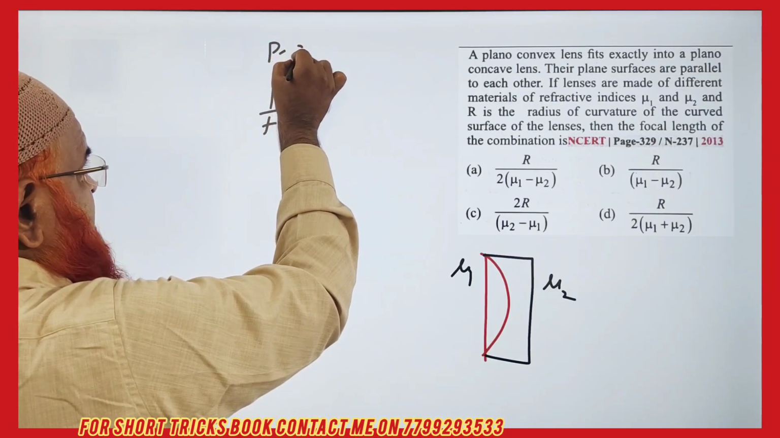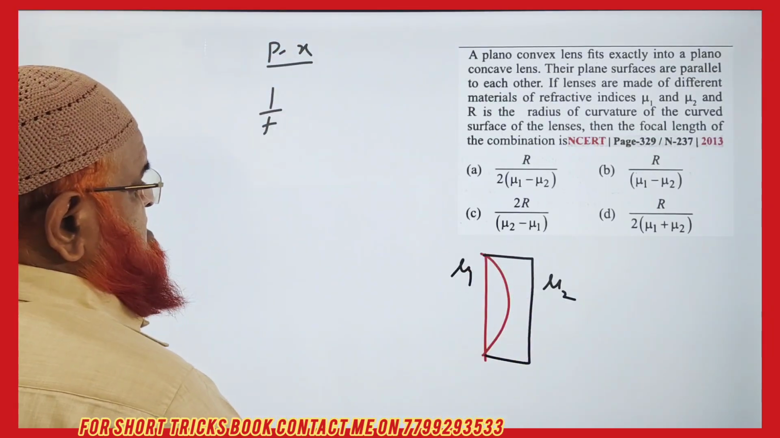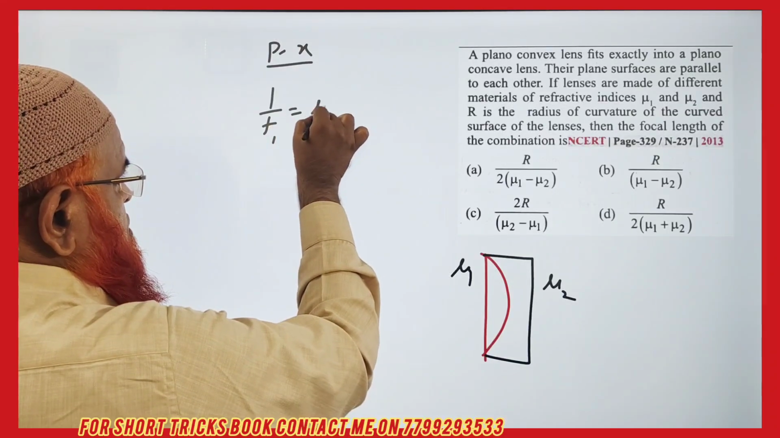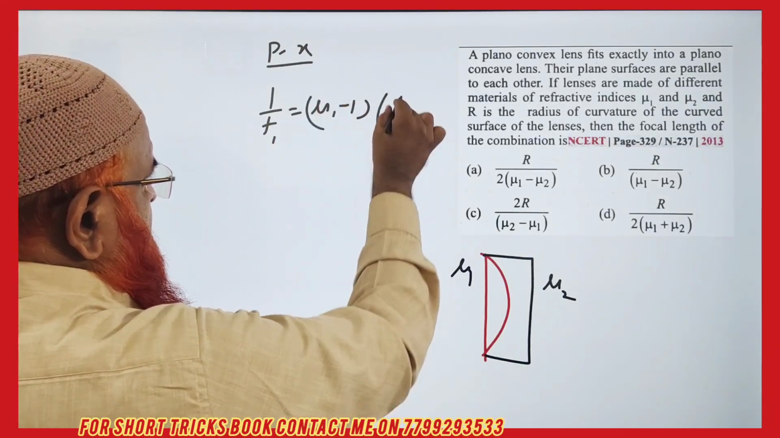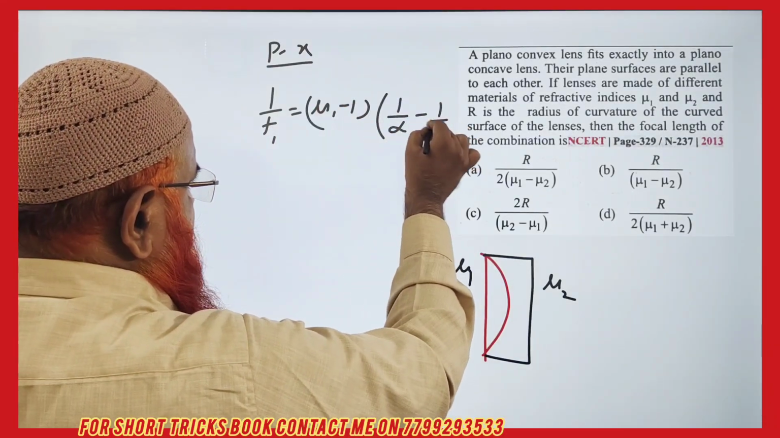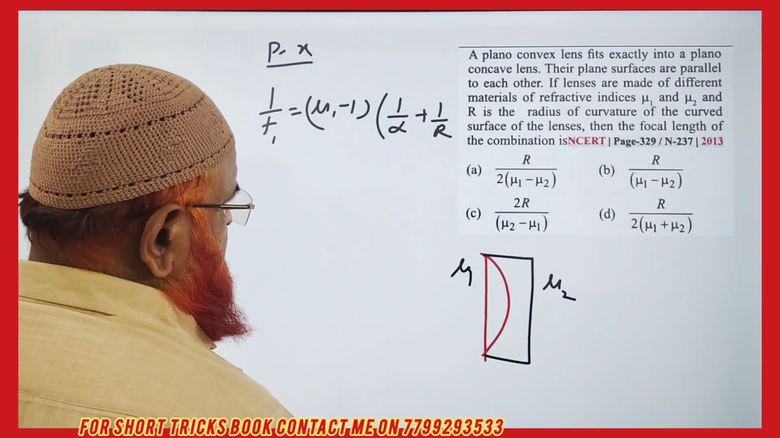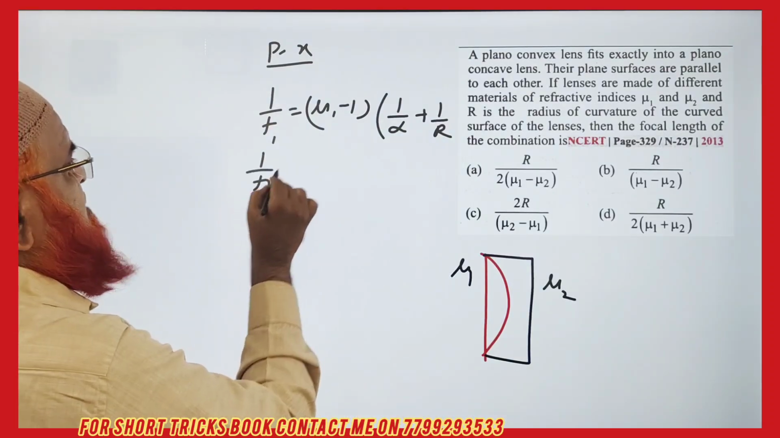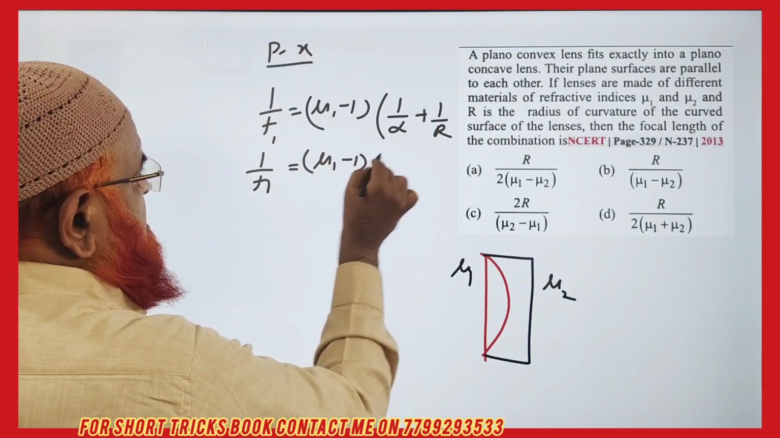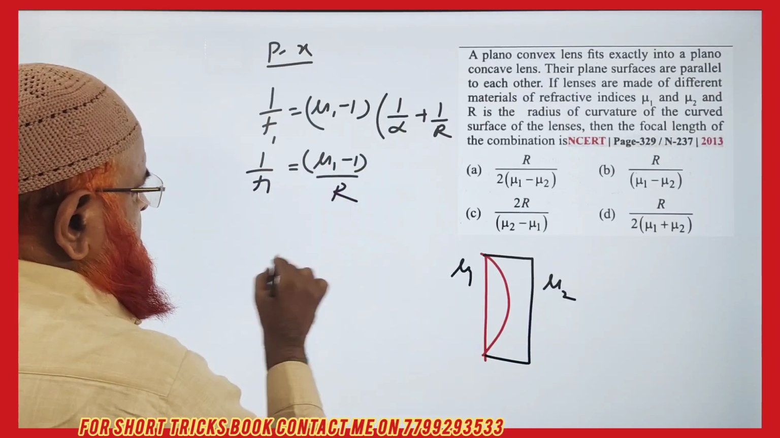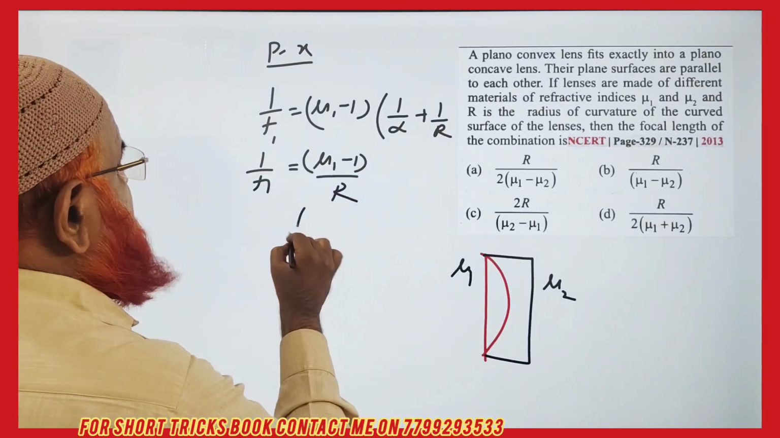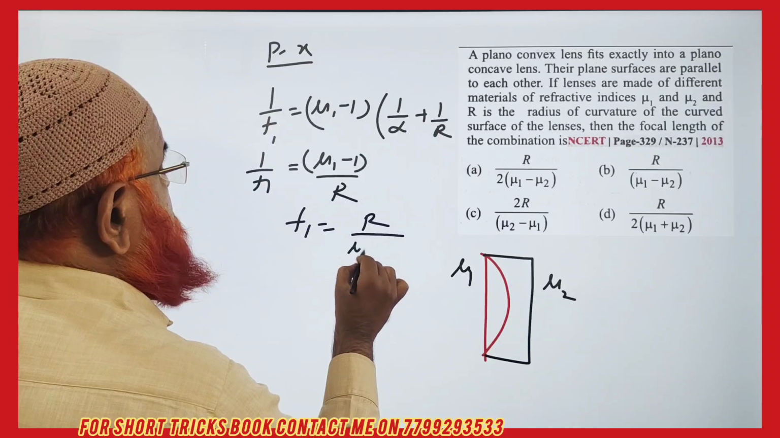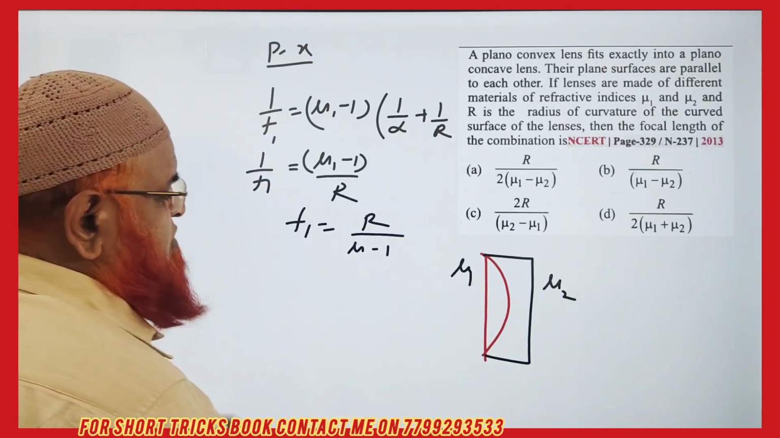Plano-convex, the first case. So 1 by f1 is equal to mu1 minus 1 into (1 by infinity minus 1 by r), which is plus 1 by r. So 1 by f1 is equal to (mu1 minus 1) by r. So what is f1 then? f1 is r by (mu1 minus 1) for the convex lens.